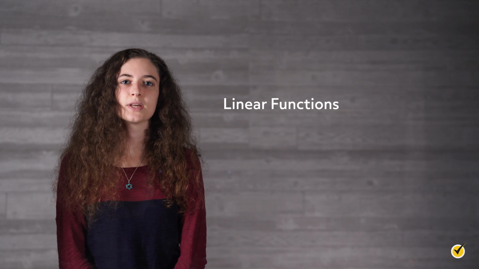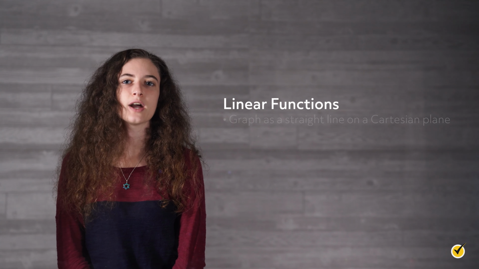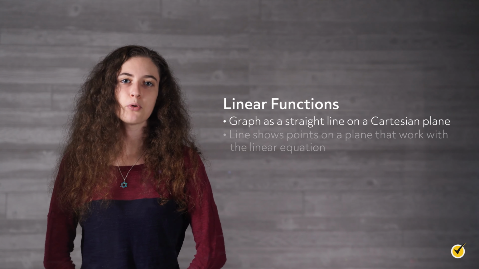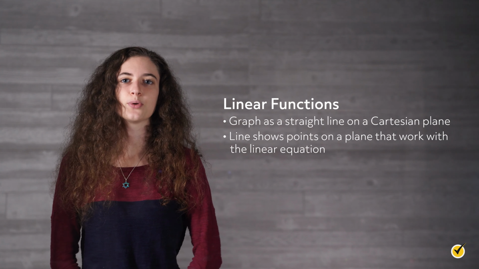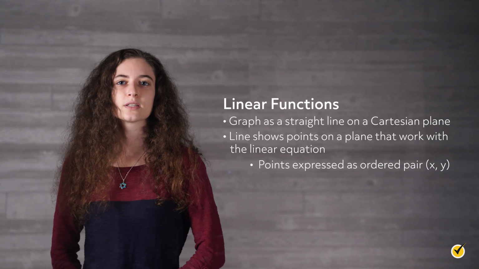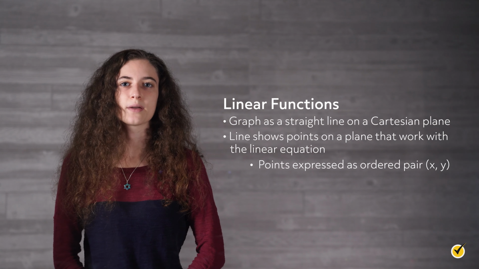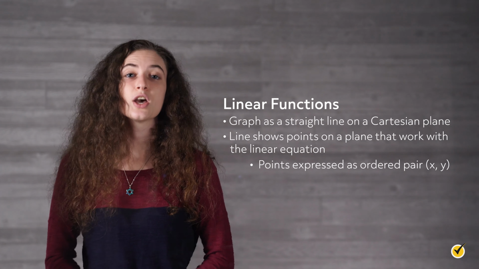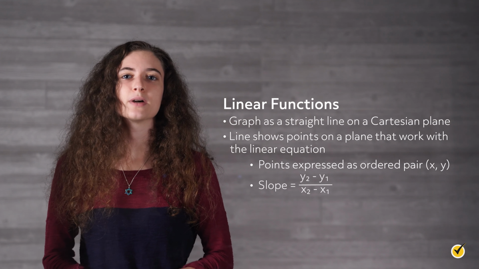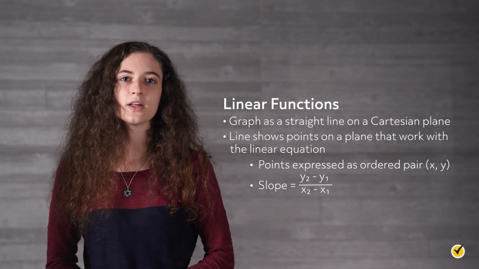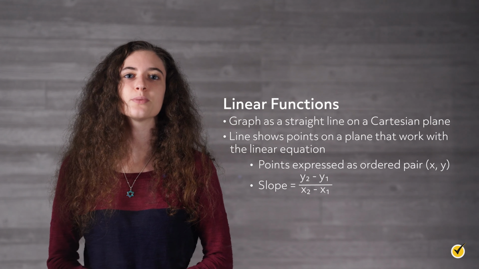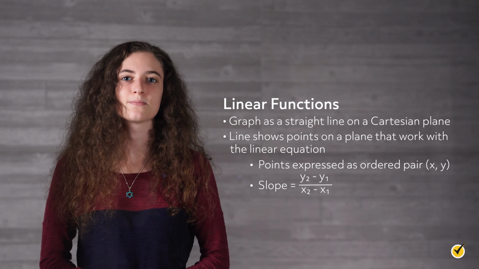First, a quick reminder of linear functions. As you can probably guess by the name, a linear function graphs as a straight line on the Cartesian plane. The line represents every point on the plane that satisfies the linear equation. Each point can be expressed as an ordered pair, (x, y), which represents the units on the x-axis and the units on the y-axis. The slope of the line is determined by measuring the vertical distance between the y values of 2 points on the line and dividing by the horizontal distance, as determined by the x values of those points.